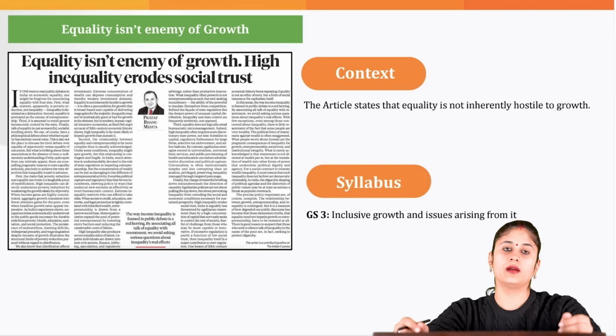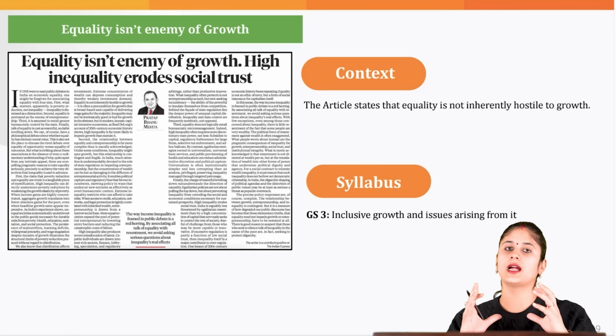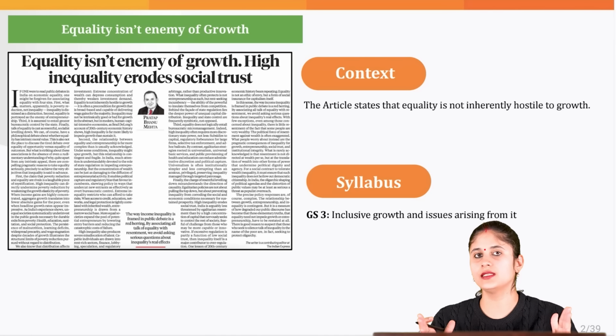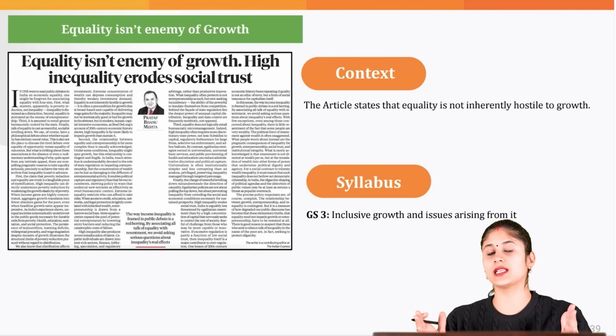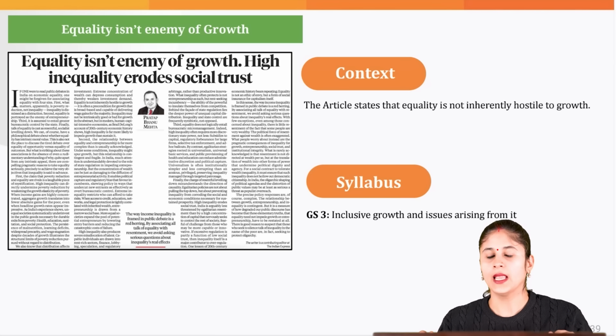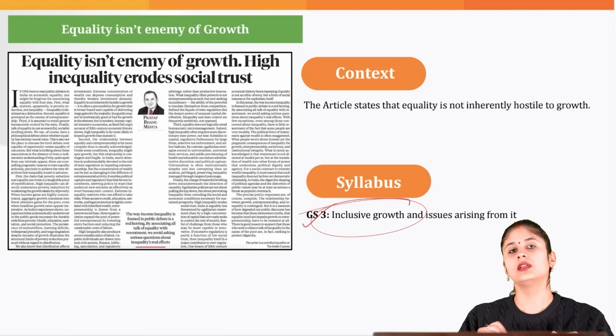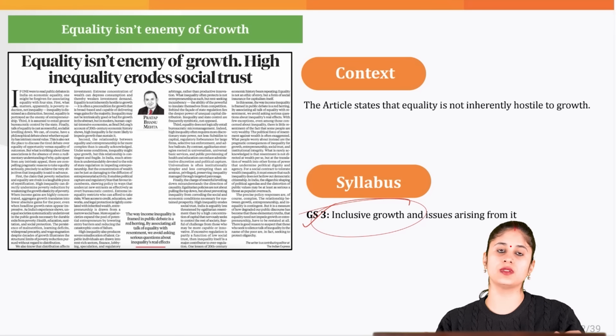So stay tuned. Now, beginning with the first topic, wherein we are going to look into this debate that should a particular country allow the inequality to rise in order to increase its GDP size, or should the country be guided by the idea of inclusive growth? This particular topic we can associate with GS paper 3, wherein you have the specifically mentioned topic, that is inclusive growth.